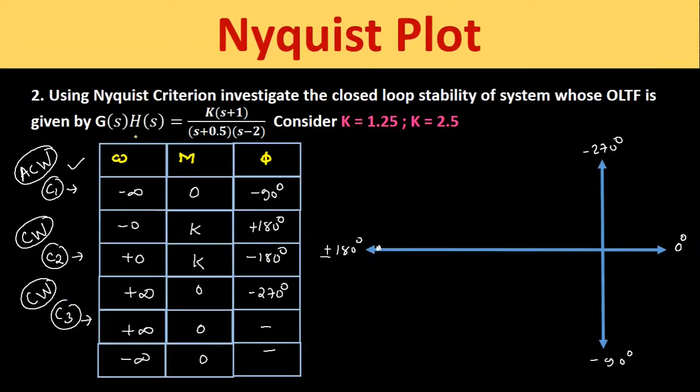Now we will draw the final Nyquist plot using this table which we have constructed just now. For this, we have to make the polar plot of C1, C2, C3 section individually, and we have to combine all the plots together to draw the final Nyquist plot. So first we will take C1 section. In the C1 section, at omega is equal to minus infinity, which is a start point, magnitude is equal to 0. So this is our magnitude is equal to 0 point. Now we have to move in the minus 90 degree line because the phase angle is minus 90 degree, like this.